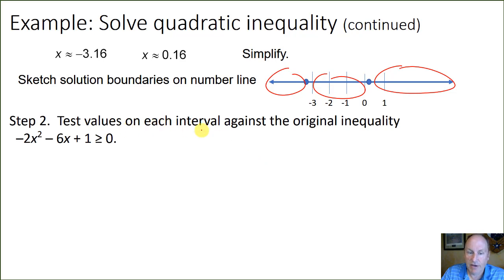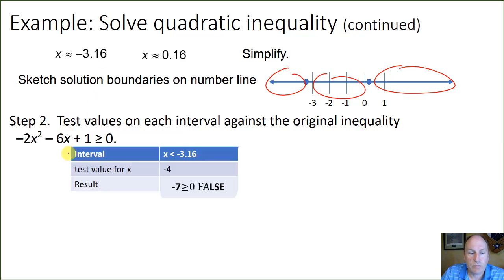Okay, so we're going to test values on each interval against the original inequality, negative 2x squared minus 6x plus 1 greater than or equal to 0. Notice that I've turned the inequality around because I think most of us tend to like having the variables on the left-hand side, especially when it comes to inequalities. Of course, that does flip the direction of the inequality when you do that.